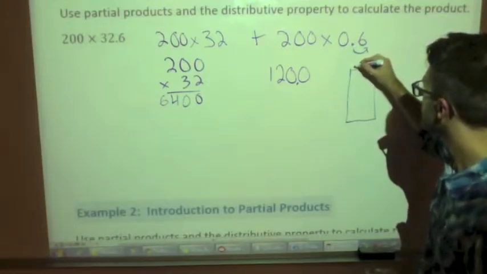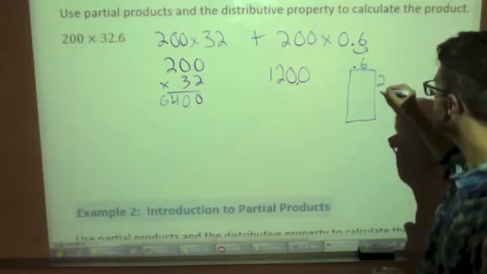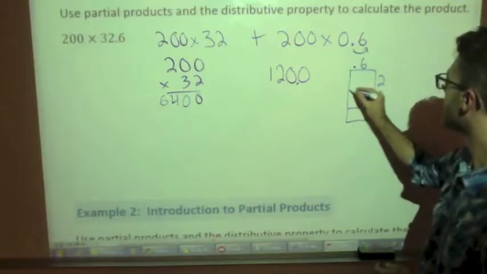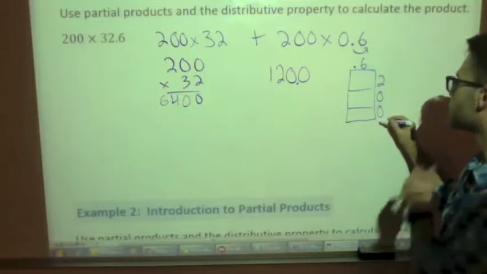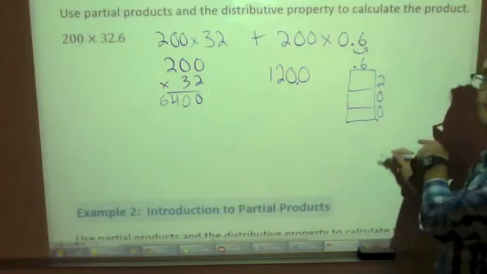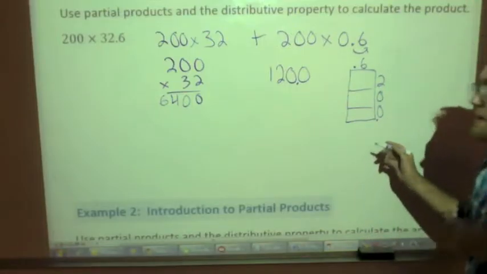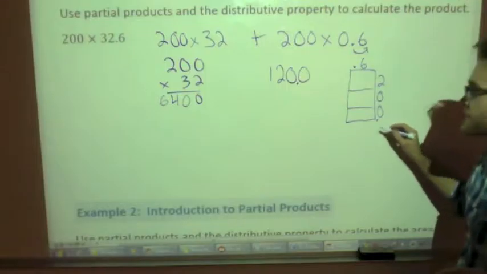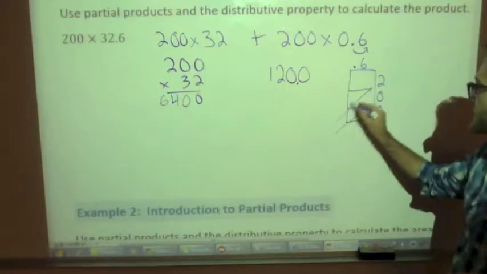If you want to do this with lattice method, I also highly encourage that. You would have 0.6 times 200. What I love about lattice is it makes it easy to work with decimals. Just make sure you put your decimal on the 200 there as well. Sorry if it's a little bit difficult to see. You draw your slashes here.